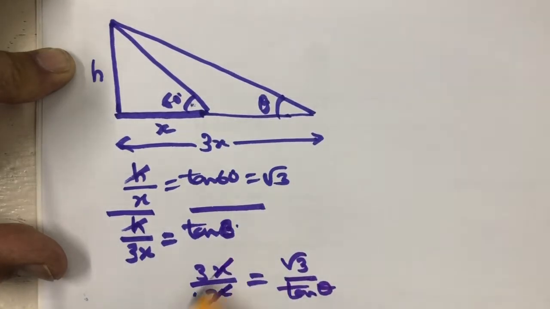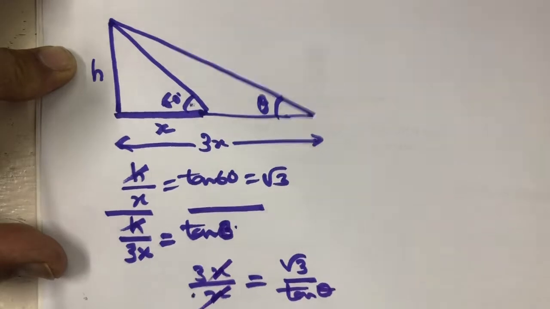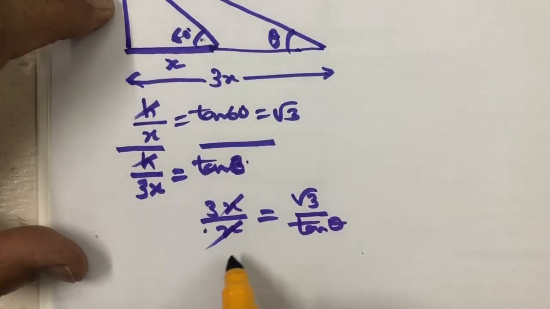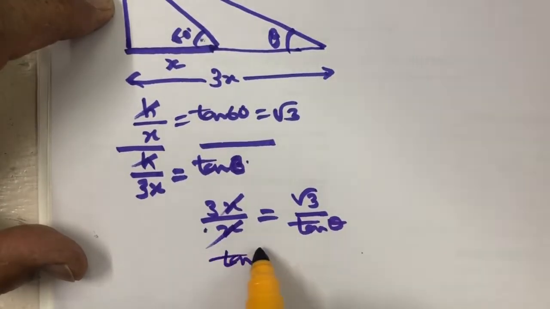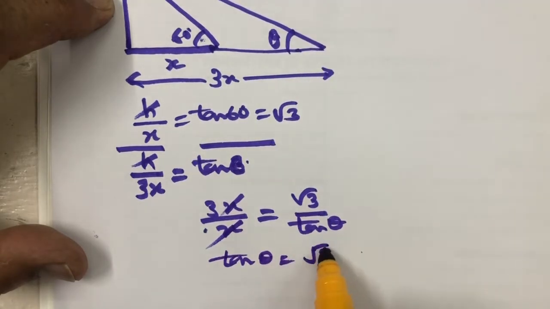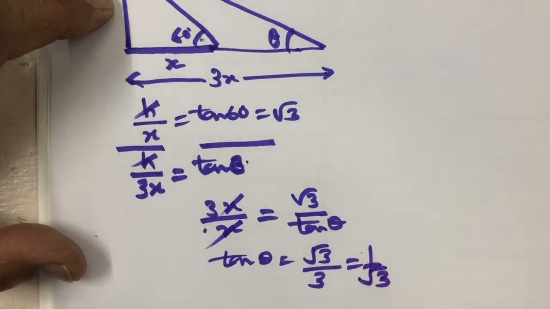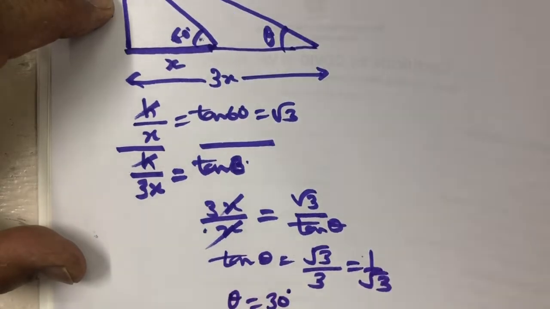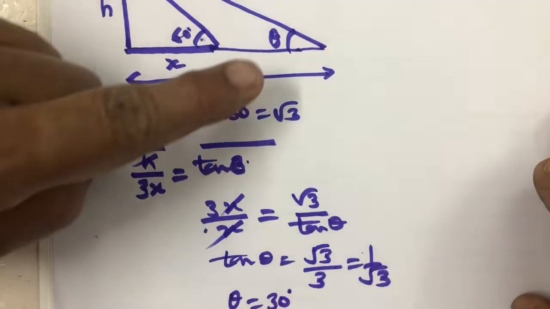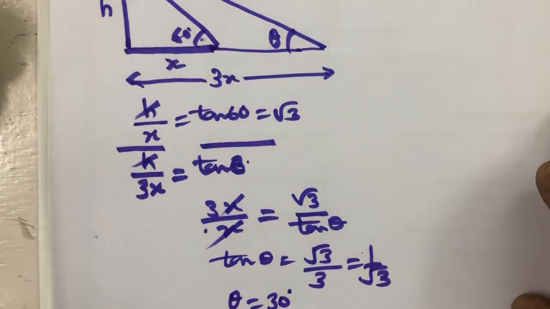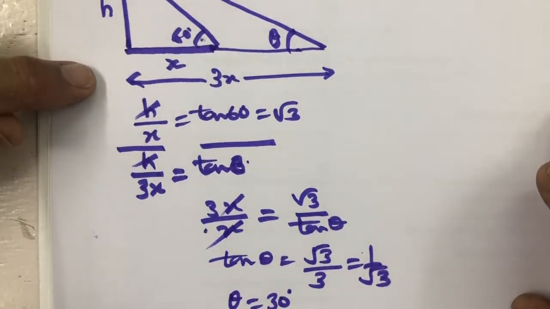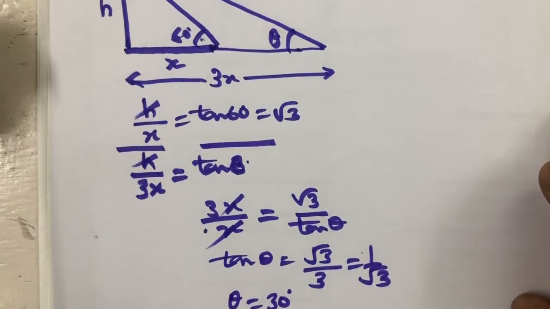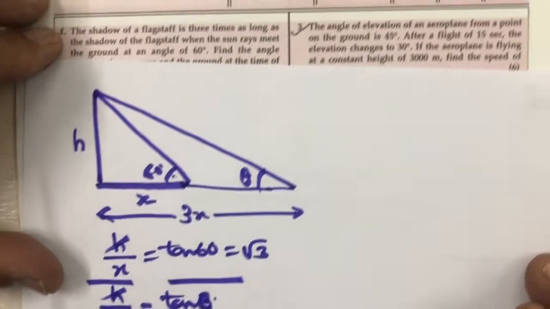Now you see that x and x cancel out and we have tan theta equals root 3 by 3, that is 1 by root 3. Now you know the value of tan theta. 1 by root 3 comes only when theta is 30 degree. Hence the second time, this angle is 30 degree, then only the shadow will be 3 times. What a good question. Okay, now the question number 2.